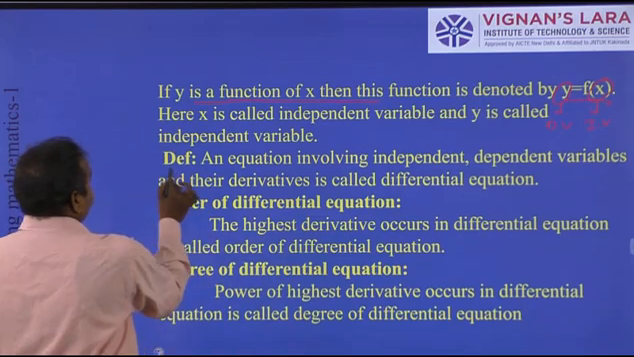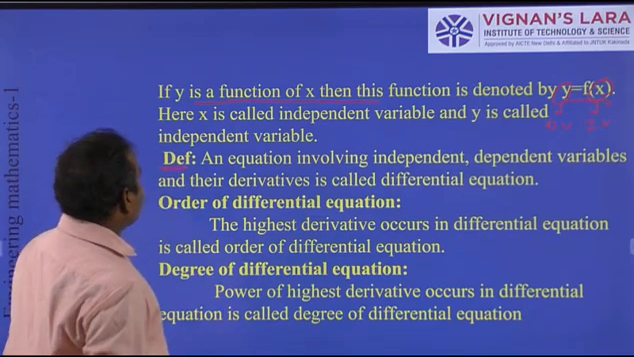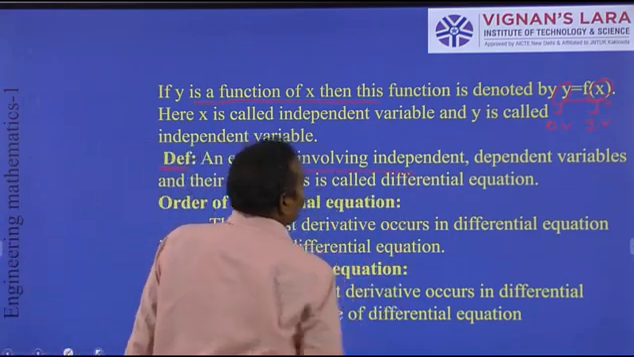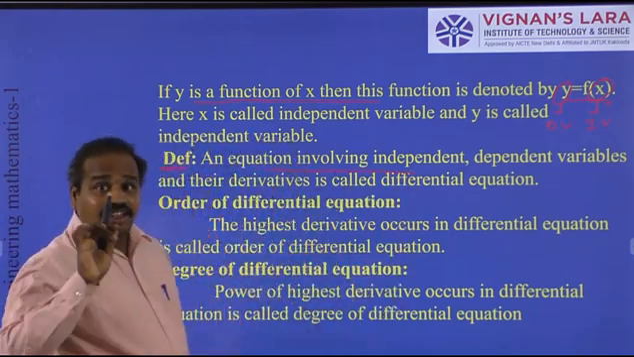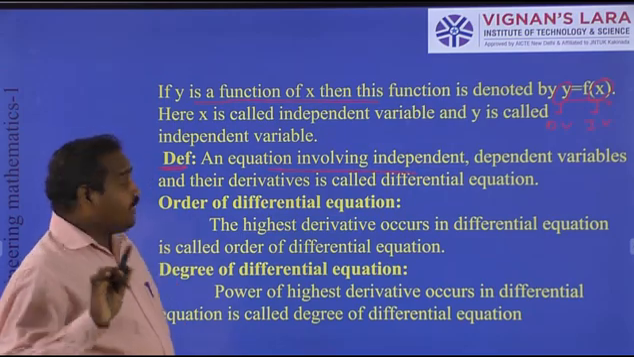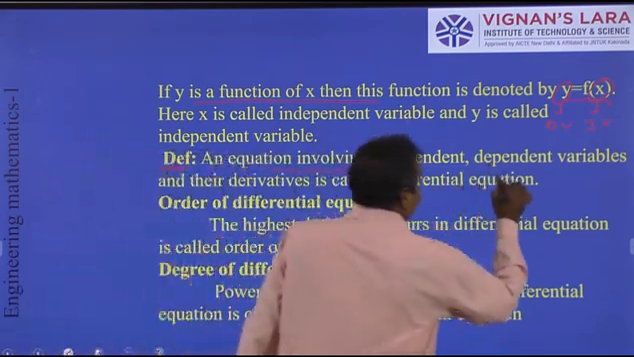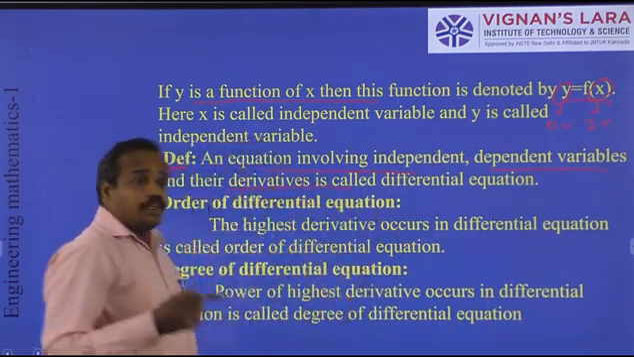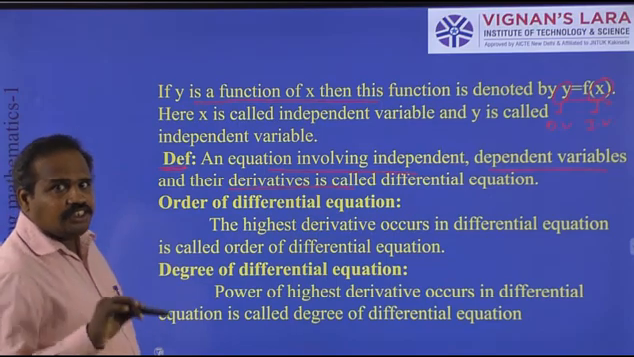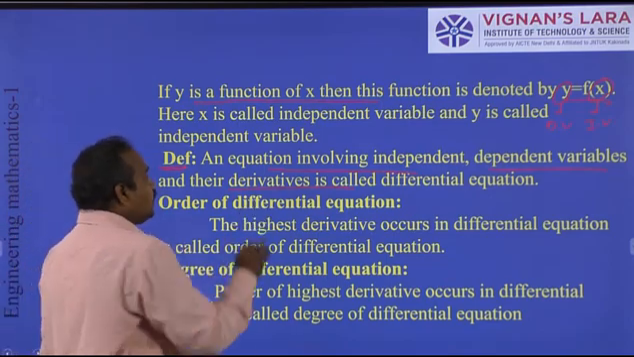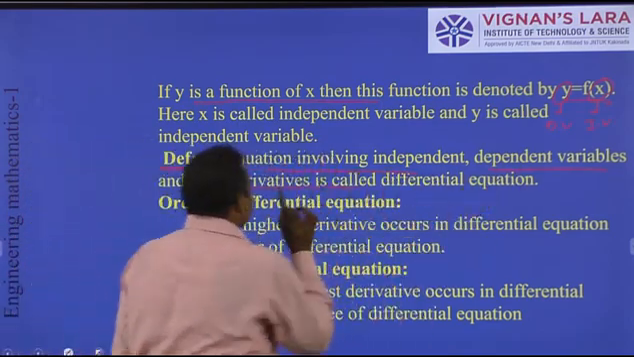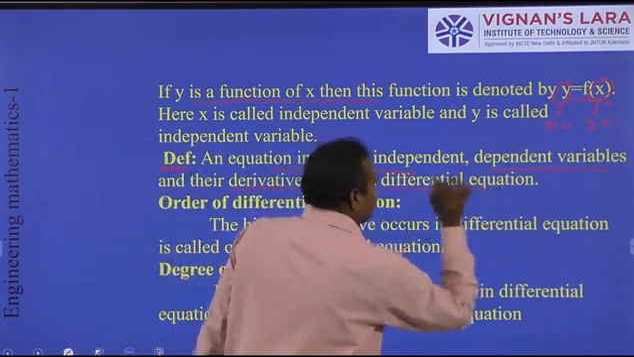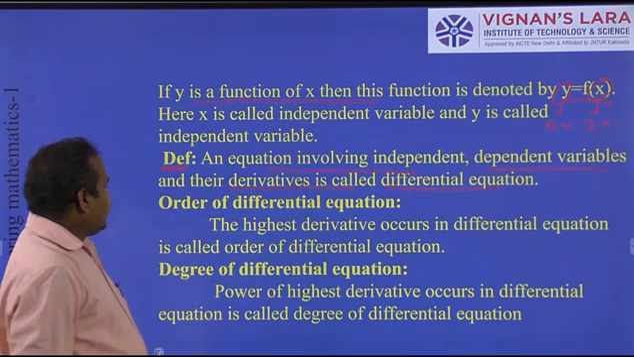Now the definition. What is a differential equation? An equation involving independent variable, dependent variable and their derivatives. The derivative of the dependent variable with respect to the independent variable is the derivative. If these are all involved in the equation, then that equation is said to be a differential equation.